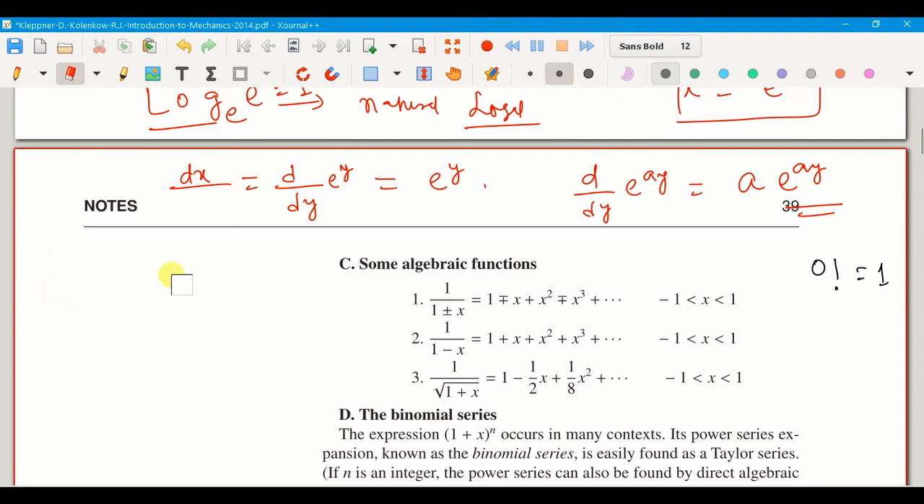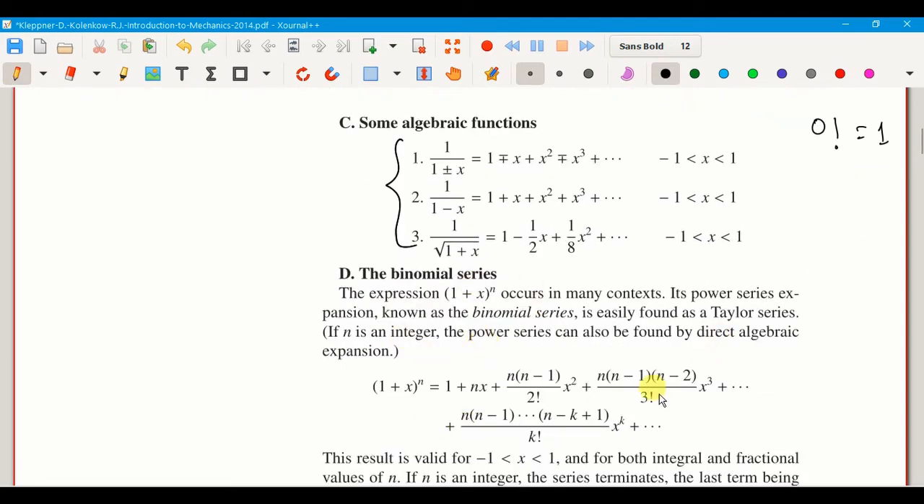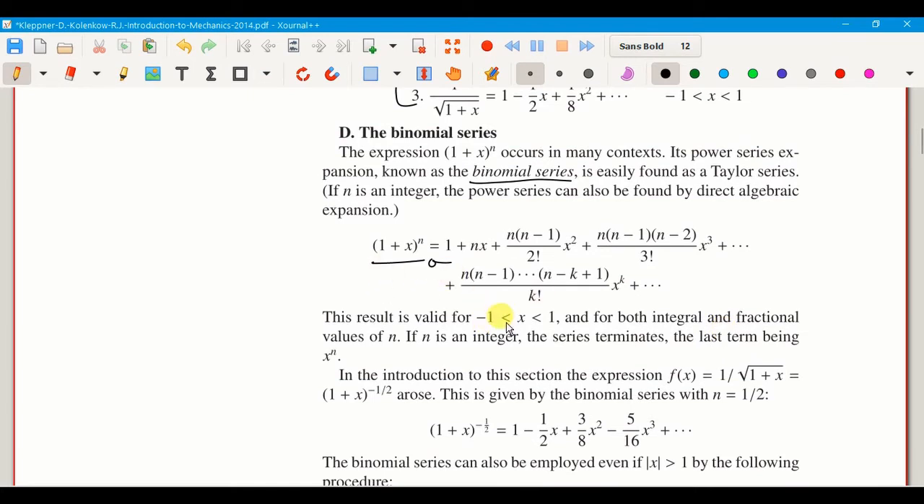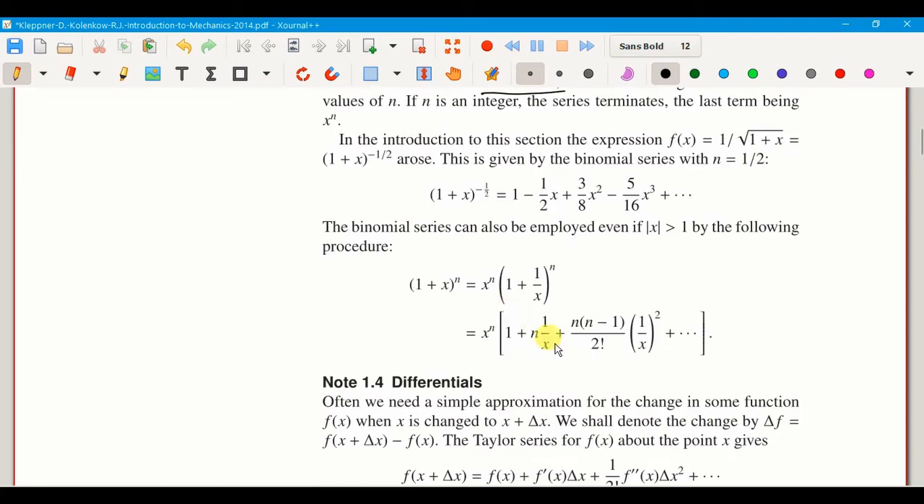Now we have already found how we can do this kind of approximation, because in the previous part we have understood the binomial series. We have already found that you can use the binomial series to express a power series expansion, and this result is valid for x if x is greater than minus 1 and less than 1. Got it? So this is the result.